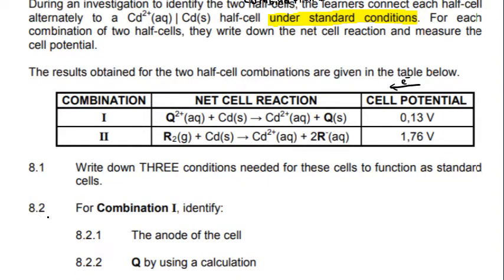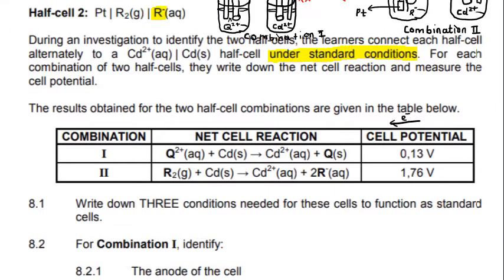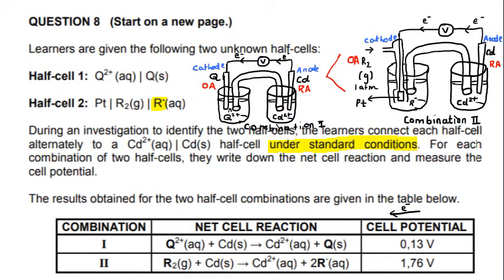Okay, so question 8.2 says that for combination number 1, so we're now only focusing on combination number 1, identify the anode of the cell and Q using a calculation. So that is basically what we were talking about. If we just go back, we already identified the anode of the cell, and that is the cadmium metal.